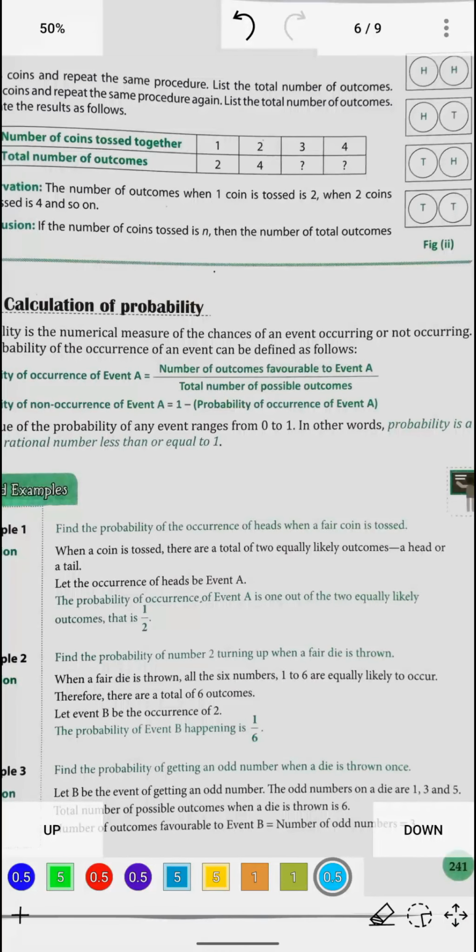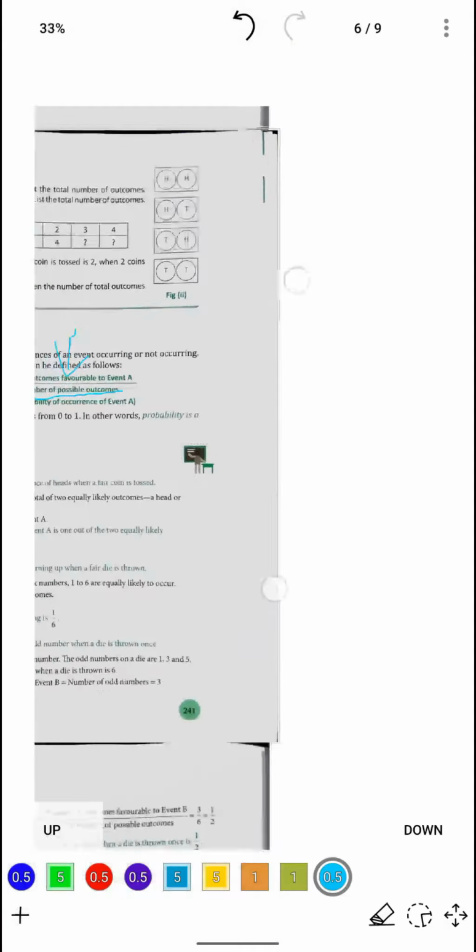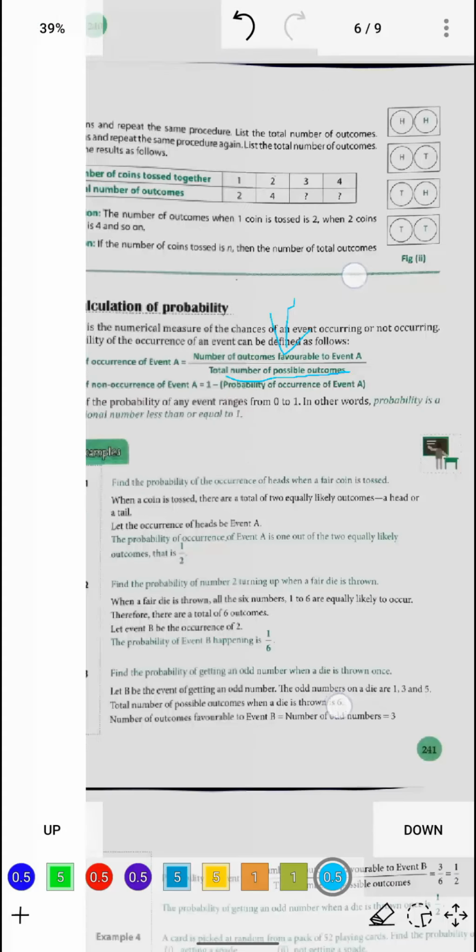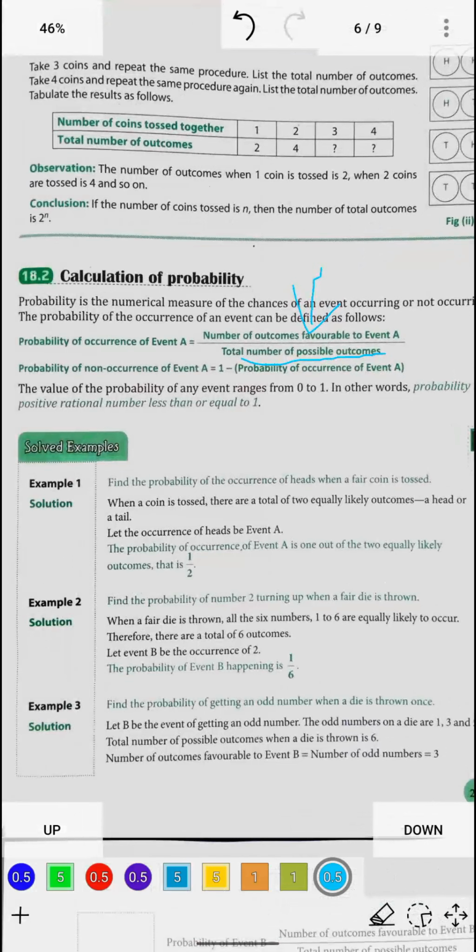Here we have a formula for the calculation of probability: number of outcomes favorable to event A over total number of possible outcomes. The total number of possible outcomes is very easy to understand. Outcomes simply means results. The denominator is easy for most students, but most students get confused about the numerator, that is, the number of outcomes favorable to event A. I'm going to explain it with the help of this example number 1.